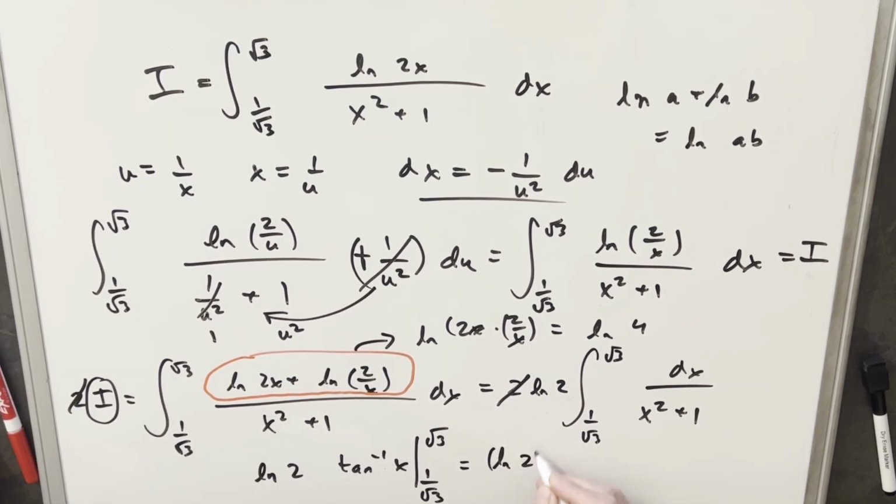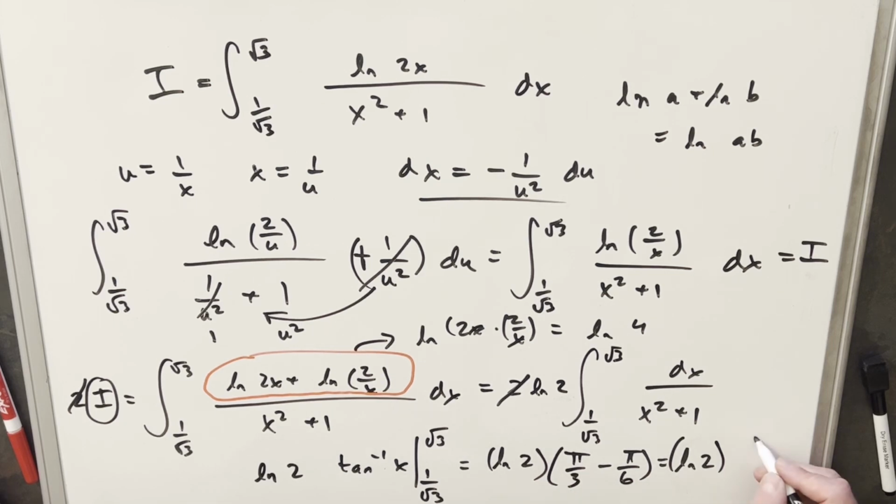And plugging this in now, arctan of square root of 3 is just pi over 3. Arctan of 1 over square root of 3, or sometimes you might be more familiar with this as square root of 3 over 3 if you rationalize it. Anyway, arctan of 1 over square root of 3 is just pi over 6. And then for our final solution, we'll bring over our ln 2. Pi over 3 can be written as 2 pi over 6. 2 pi over 6 minus pi over 6 is just pi over 6. And so that's our solution.